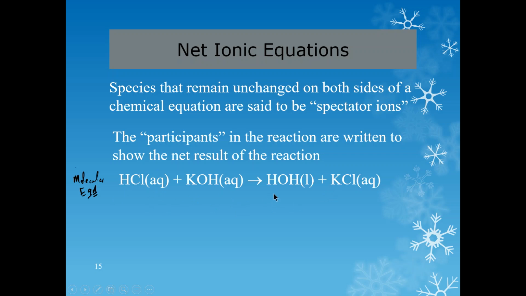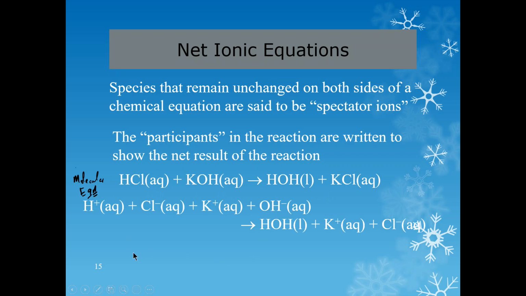And we can rewrite this as what we call an ionic equation, where we show explicitly all the ions that are formed in the aqueous solution on both sides. So the hydrochloric acid will split up to form H plus and Cl minus. The potassium hydroxide will split up to form K plus and OH minus. The water will remain intact because it's molecular, and the potassium chloride will split up to form potassium and chloride ions. And by the way, this is called the ionic equation.